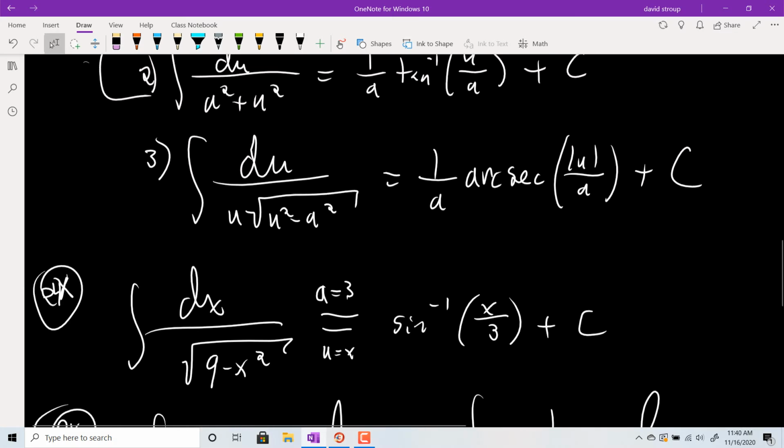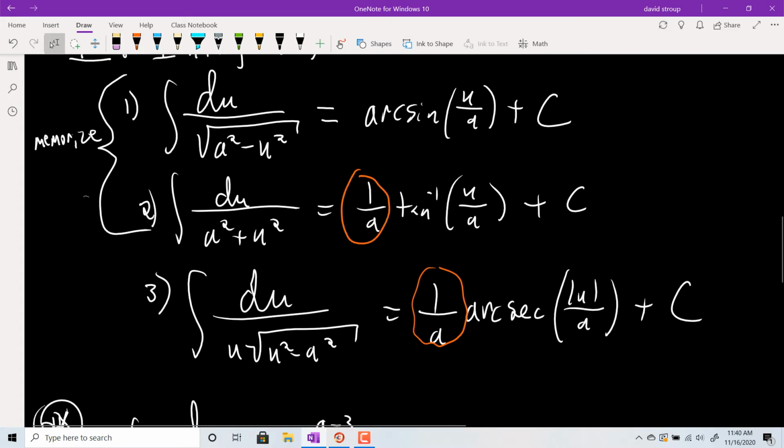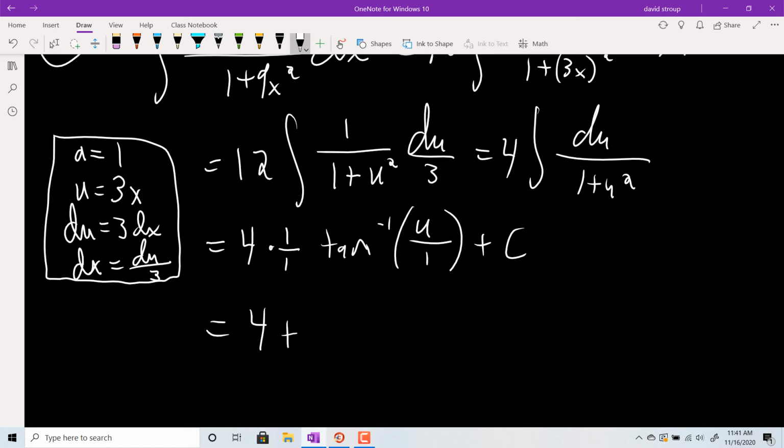So that'll be 4 times, using the formula now with a equaling 1, you have 1 all over 1. The weird thing about this formula is you always have to remember there's that 1 over a in the front, as opposed to the arc sine, which doesn't have anything in front of it except a 1. In this case, it won't matter. You'll just have 1 over 1, which is 1 anyways. And then you'll have arc tan, or tan inverse, however you want to write it, of u all over a, plus c. And then back subbing, this will be 4 tan inverse of 3x over 1, plus c, and that's the end of the story.